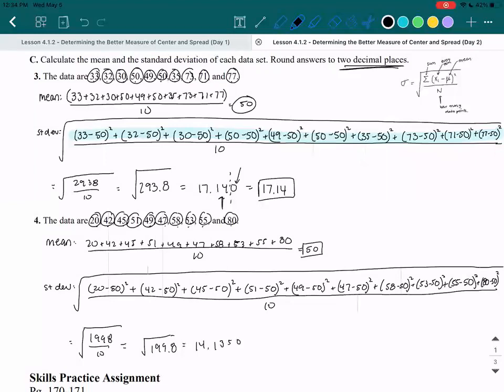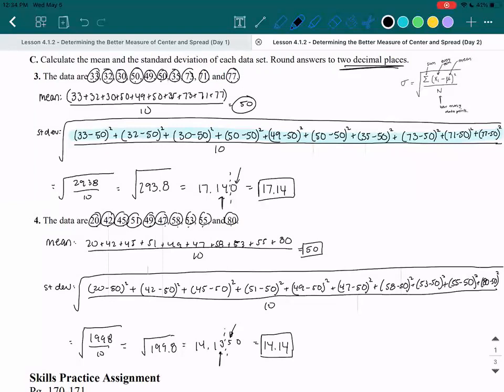14.1350. Remember, you want 2 decimal places, so I'm going to cut it off there. Look at this number. This is a big number, so therefore the 3 gets rounded up to a 4. So it's 14.14. And that would be your final answer for the standard deviation.